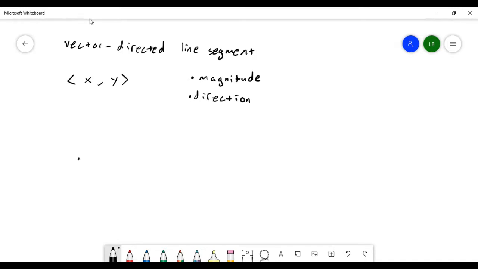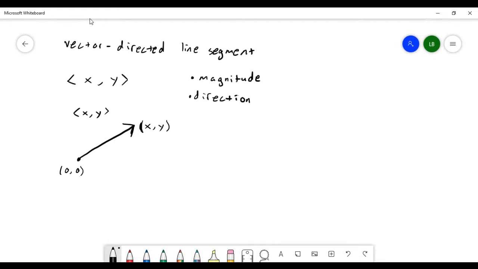And if we were to sketch out a vector, we usually sketch it as an arrow like this. And we conventionally say that vectors start at the origin and go to the point x, y. So this would be the vector x, y. And this should all be review, but this is essentially how we write out vectors.